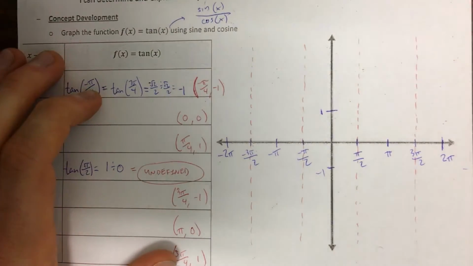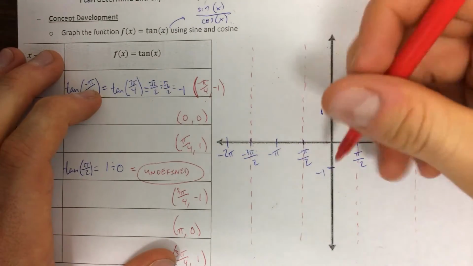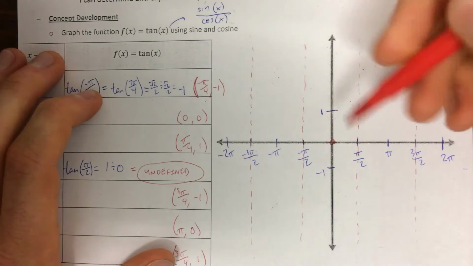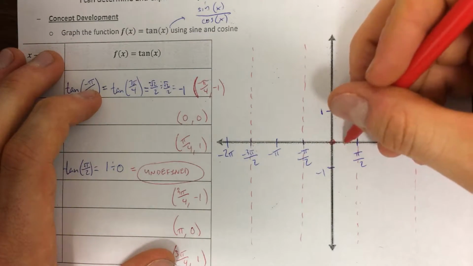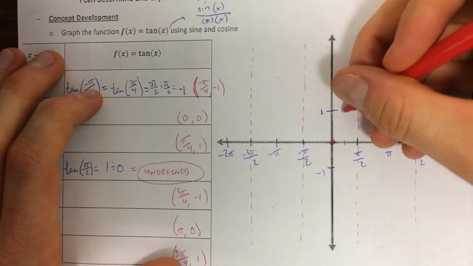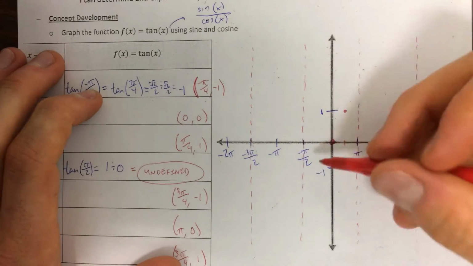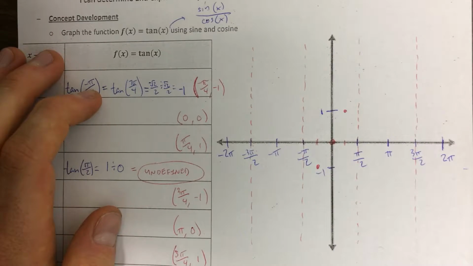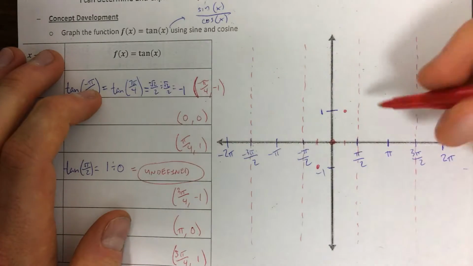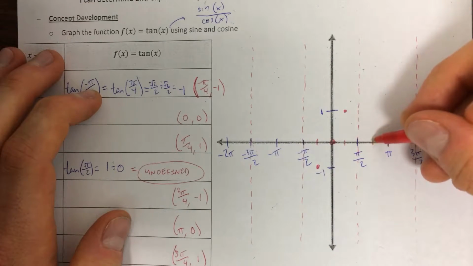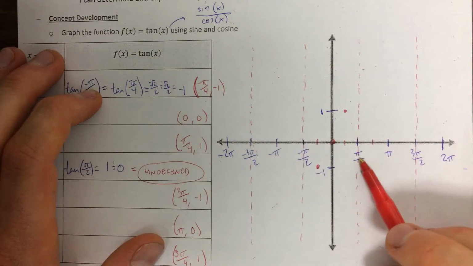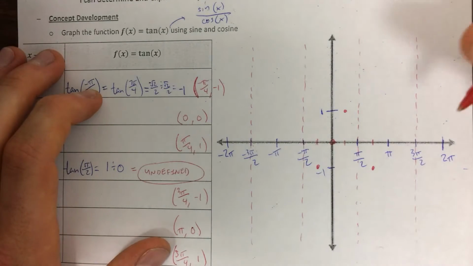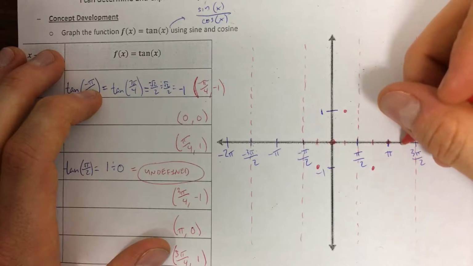Now what we're going to do is 0, 0 here. Pi over 4 isn't here, but it's halfway between 0 and pi over 2. So pi over 4 would be like here on our x-axis, and that's 1. The function's value there is 1. Negative pi over 4, negative 1. And then we have the same thing here, 3 pi over 4. If you have your unit circle out, you can see that 3 pi over 4 is between pi over 2 and pi. Tangent's function value there is negative 1.